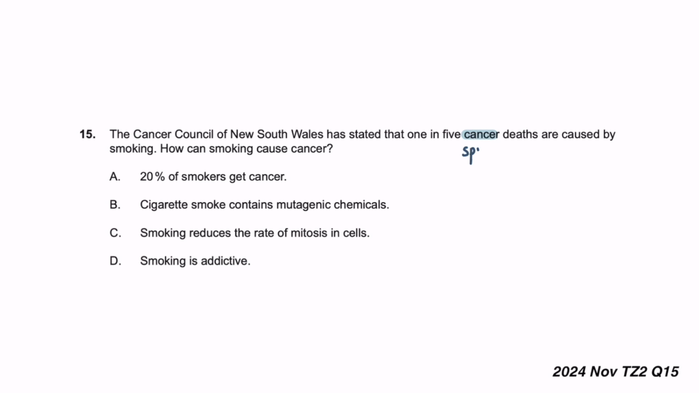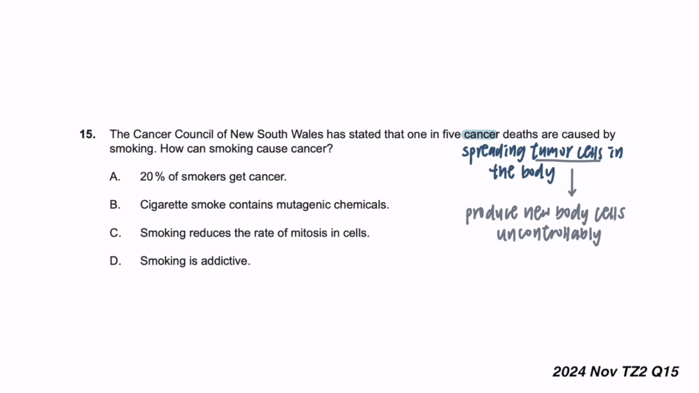Cancer is caused by the spreading of tumor cells in the body. Tumor cells can produce new body cells uncontrollably. This is caused by mutations. Smoking can cause cancer because cigarette smoke contains mutagenic chemicals that mutate the DNA in the cell to cause the formation of a tumor.